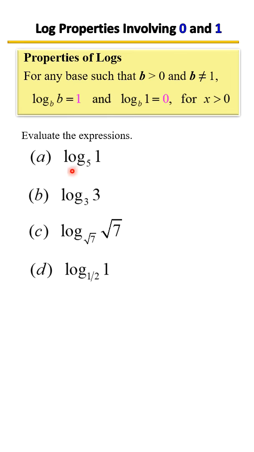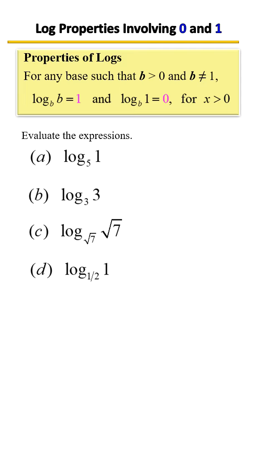So the first one here says log base 5 of 1. This is similar to this property, which is basically saying you can have any base, but if you see a 1 here for the argument, or answer part of it, that is always going to equal 0. So according to this property, this is going to equal 0.